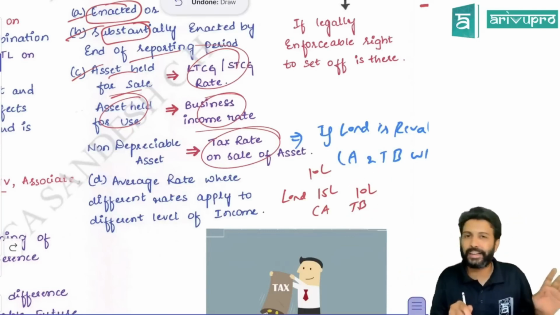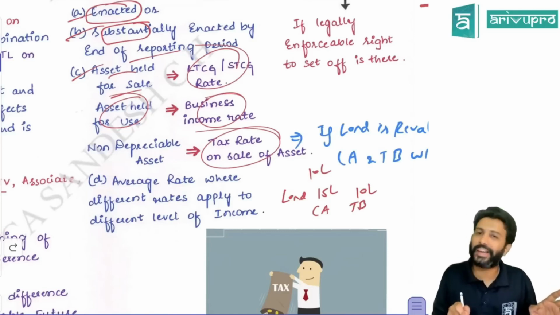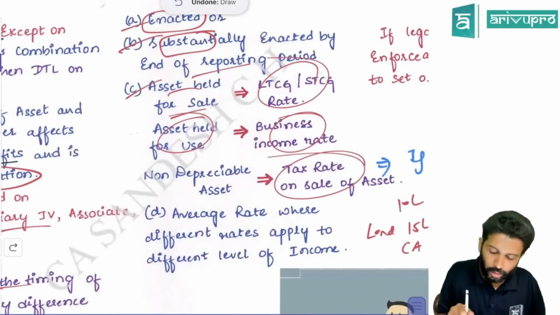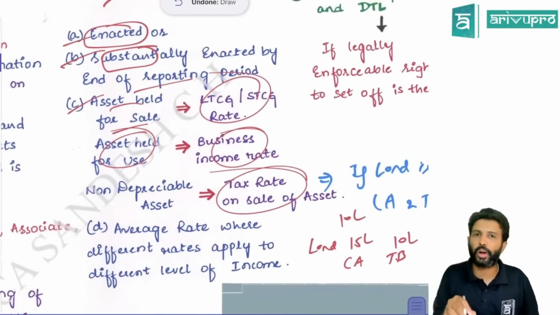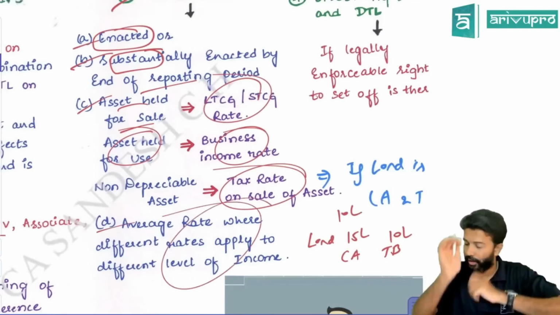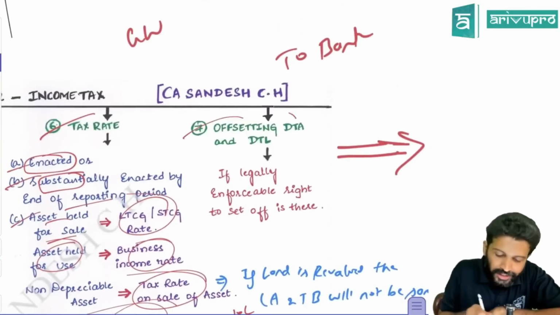On that you will get DTA or DTL. Okay. So in this case, it's a case of DTL. So you need a tax rate for it. On this non-depreciable asset like land, you will use the tax rate on the sale of the asset. That's what it's called. Average rate also can be used if multiple tax rates are given, is what they're saying. Okay. All right. Next is offsetting DTA and DTL.